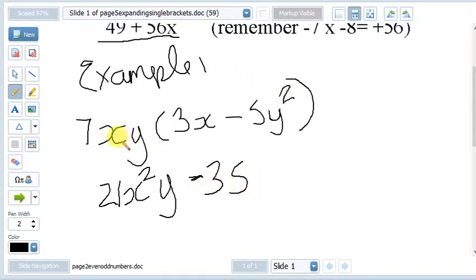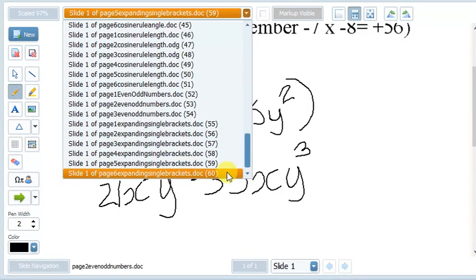There's 1x when you times both of them together, and then you've got 1y, and then you've got y times y, because y squared is like y times y. So you've got 1y there, and then y, and then the squared makes it another y. So it would be y cubed. Okay, so the answer there would be 21 x squared y minus 35 x y cubed. So well done if you managed to get that.